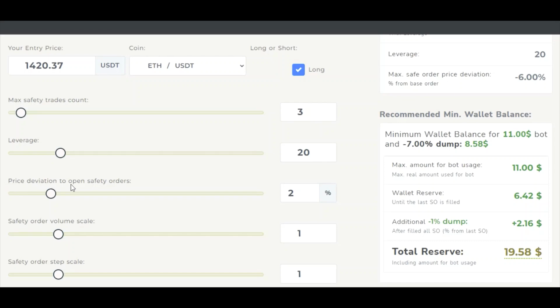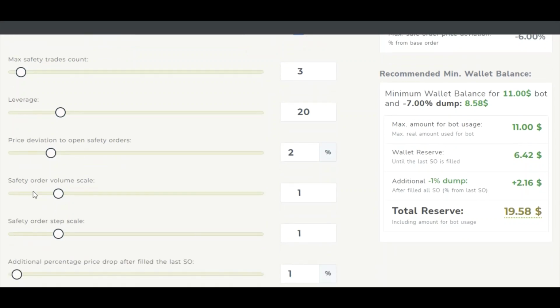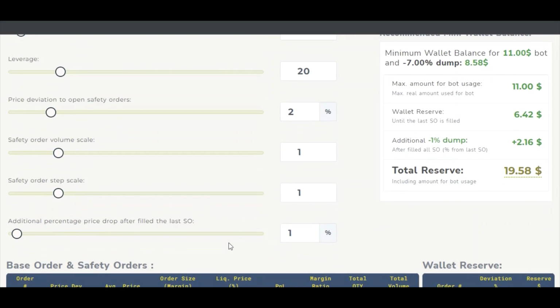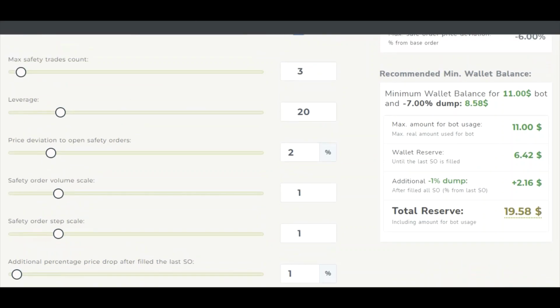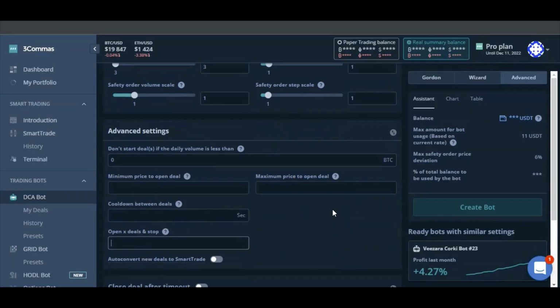And price deviation to open safety orders 2%. Each 2% down, there will be 3 safety orders being taken. And safety order volume scale I put 1, and the step scale also 1. And this is an additional thing that you don't have in 3COMMAS. I will explain what this is, and you can remember all these things I have put in my 3COMMAS settings.